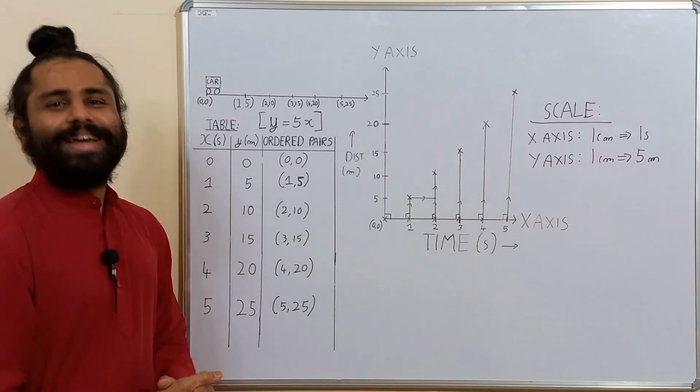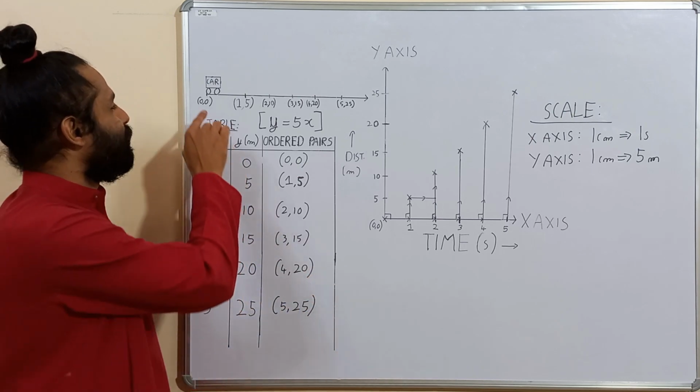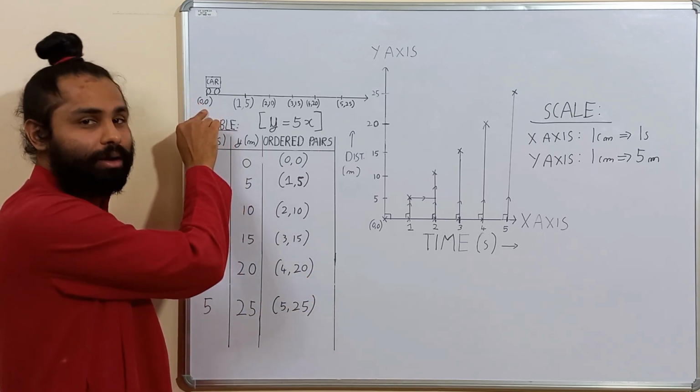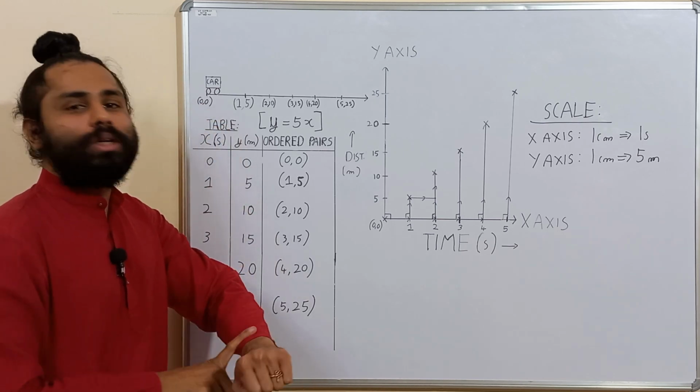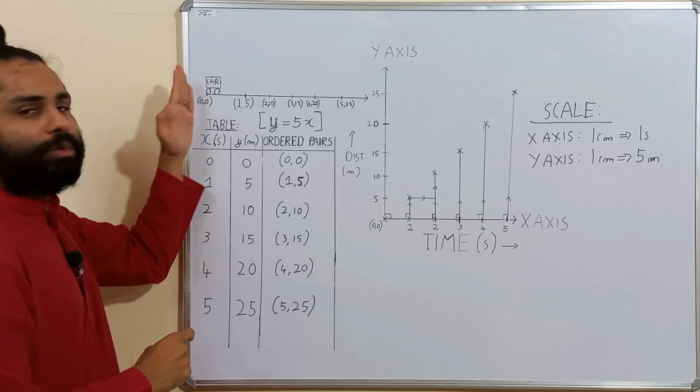Where do we start from? Let's start from the beginning. The car is obviously right here, right at the start, and at the start, no time has elapsed and no distance has been traveled, because everything is measured from here.